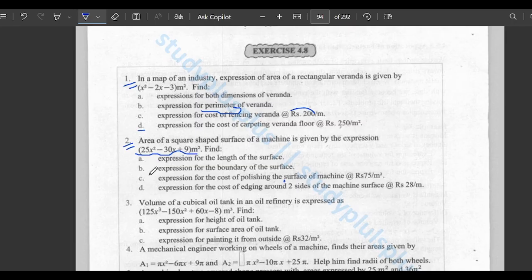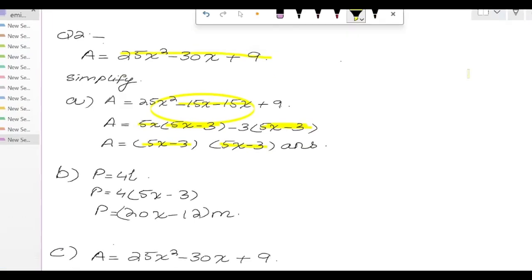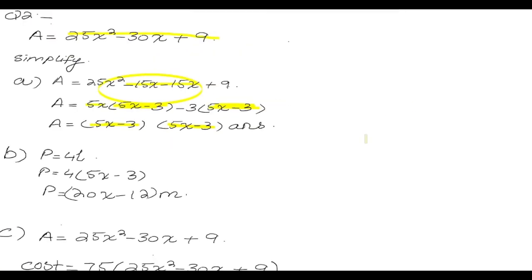Now in the next part, we need to find the expression for the boundary of the surface. And the boundary basically means that we need to find the perimeter of this square. So in order to find the perimeter, the formula for the perimeter of a square is 4L. So here the L is 5x minus 3. So if we multiply that 4 times, we will get the perimeter. So that is 20x minus 12, since 5 4s are 20 and 4 3s are 12.